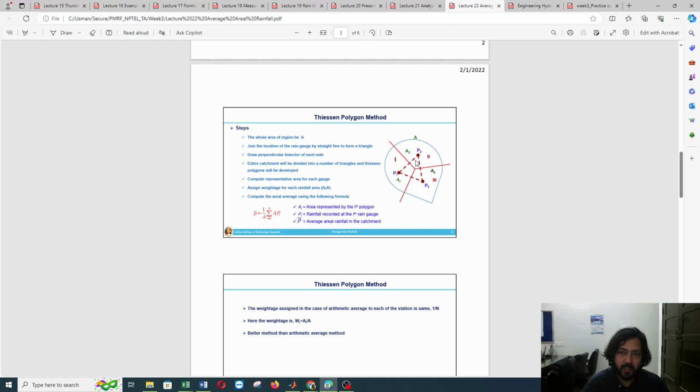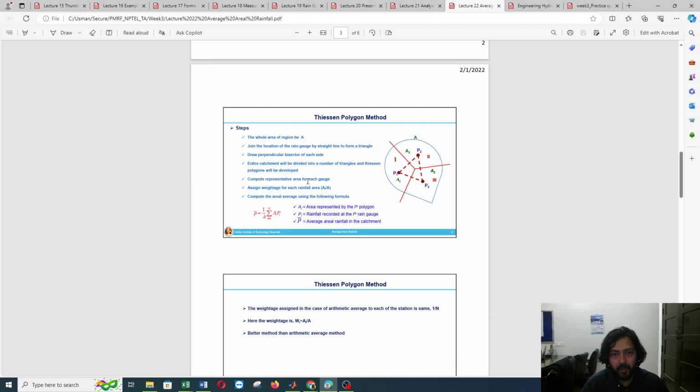The area is something like this around P2, and this area. Then there is this area and this area. So we now know that each rain gauge is covering only this much area, the area that is known to us, right? A1, A2 and A3, this entire area of the catchment.